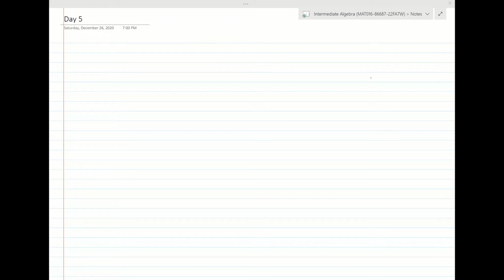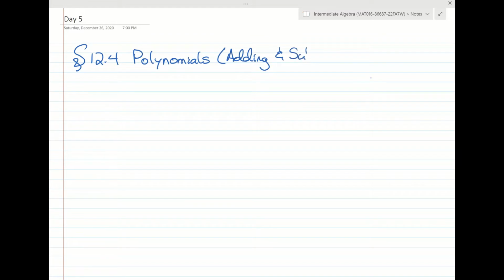That was section 12.4. The last time we were together, we talked about polynomials. In this particular section, we're going to be talking about polynomials some more. Specifically, how to add them and subtract them.